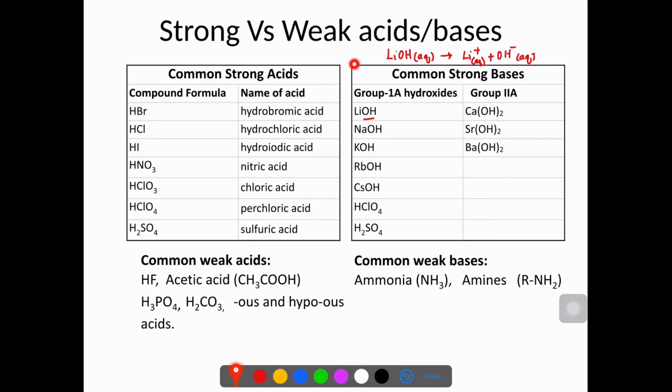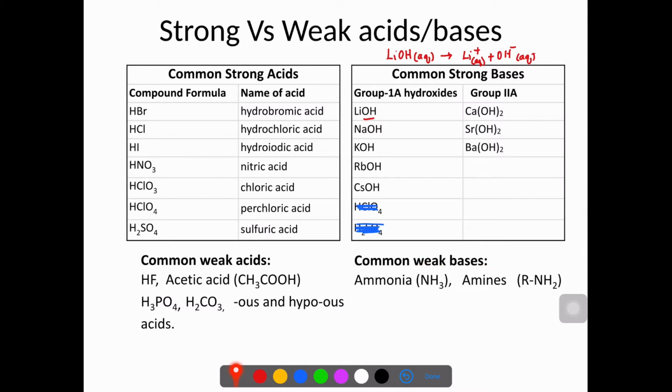And here are common strong bases that you must remember. All group 1 hydroxides are strong: lithium, sodium, potassium, rubidium, cesium, all these are strong bases. Now coming to group 2, only the calcium, strontium, and barium hydroxides are strong bases.